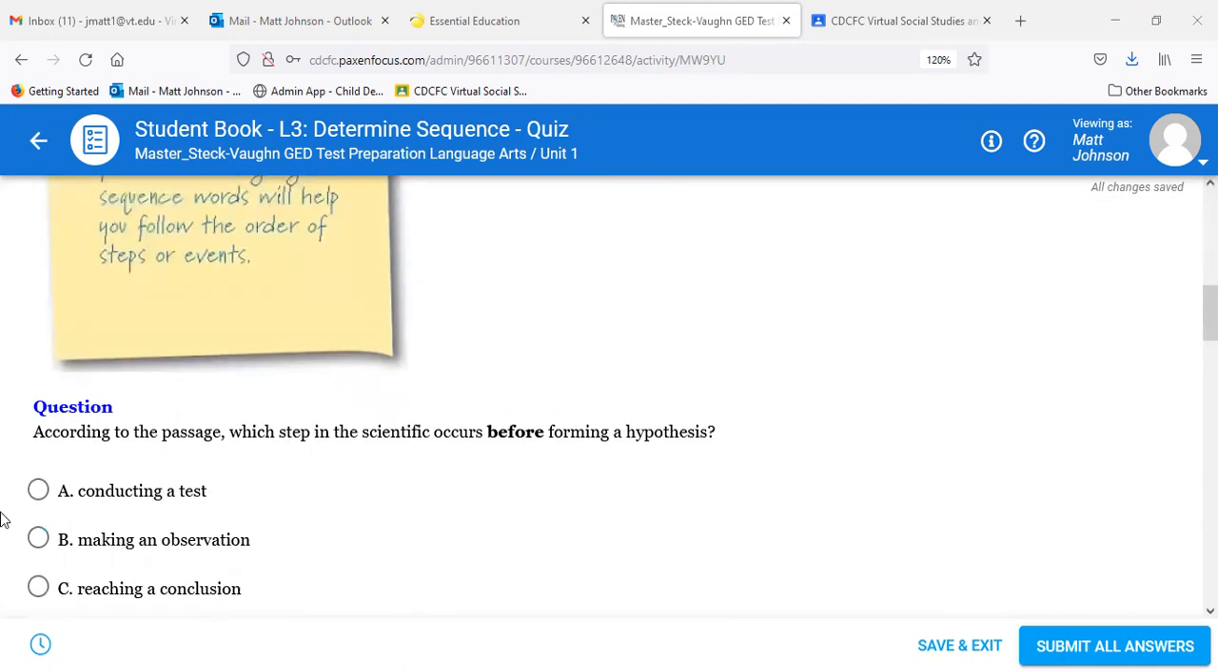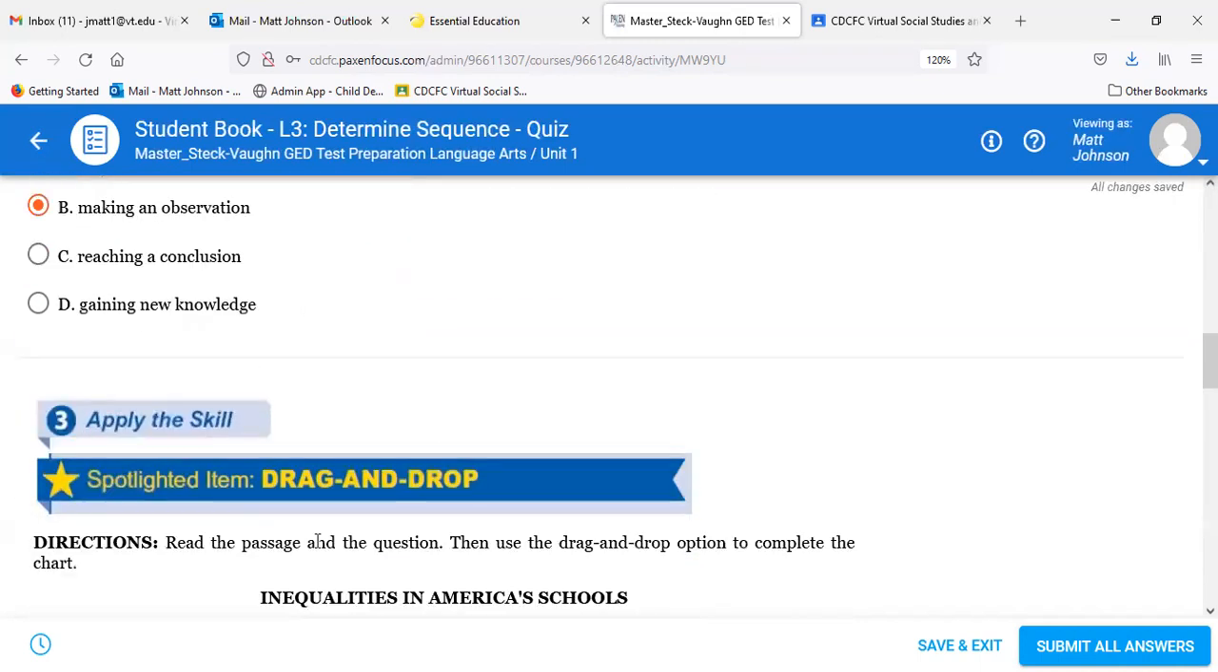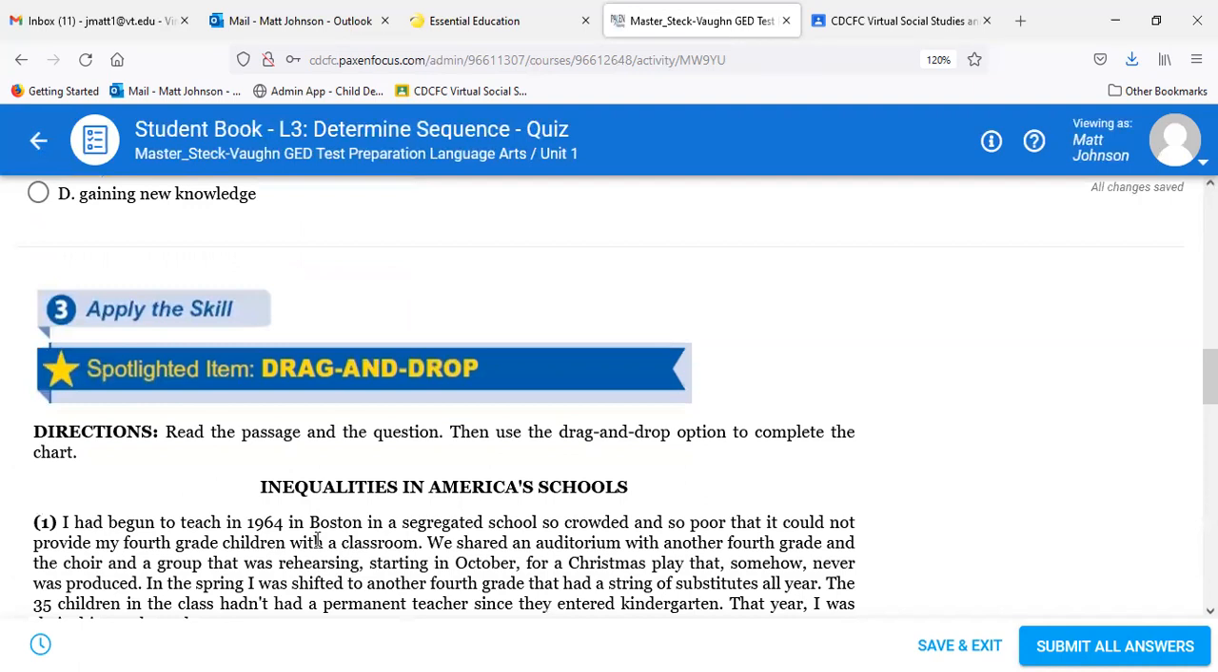So what do we do before forming a hypothesis? Is it B? B. Yeah, B as in boy. Yeah. We make an observation. Correct. So number one is B. Okay, now we get into that drag and drop.